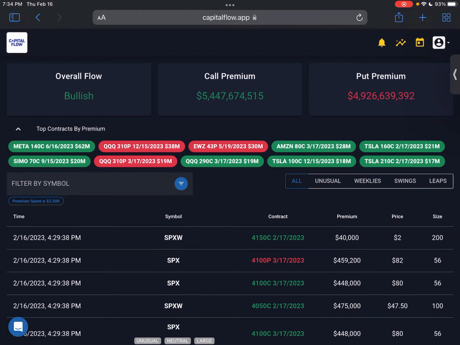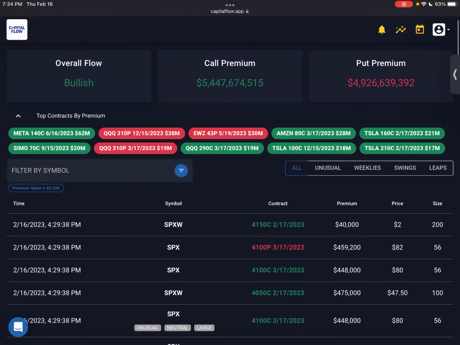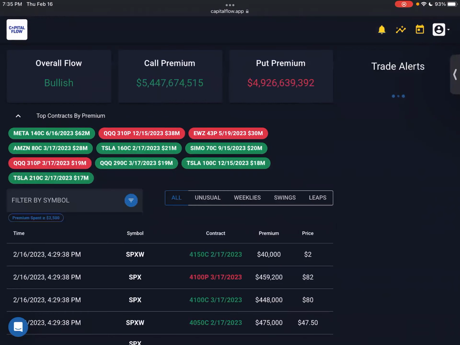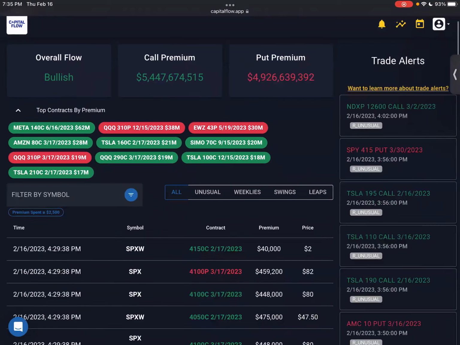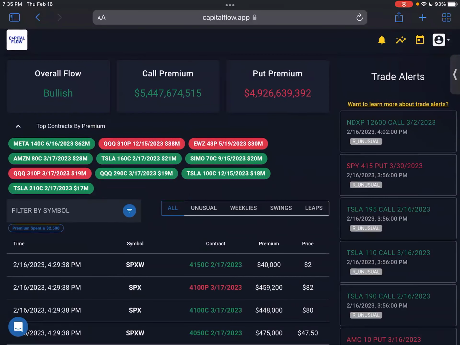With all that being said, I'm going to get into a couple of these newer features. If you look all the way in the very top right corner, we have the profile icon. Next to the profile icon, we have three buttons: the bell, what looks like a chart, and the calendar. I'm going to break these down too. The bell is the trade alerts, and these are extremely, extremely useful, guys.